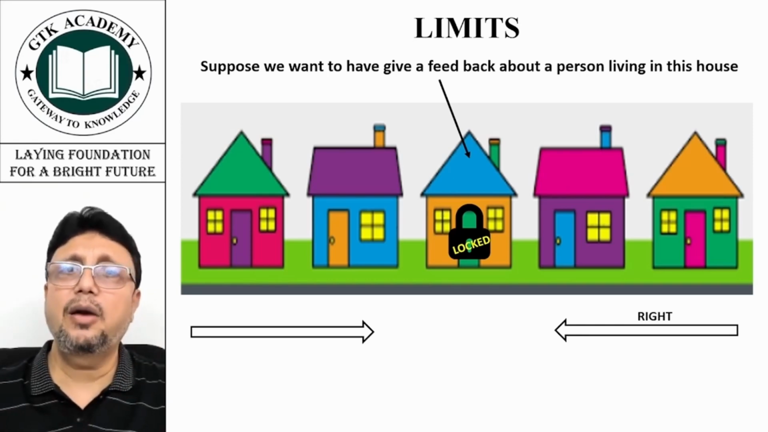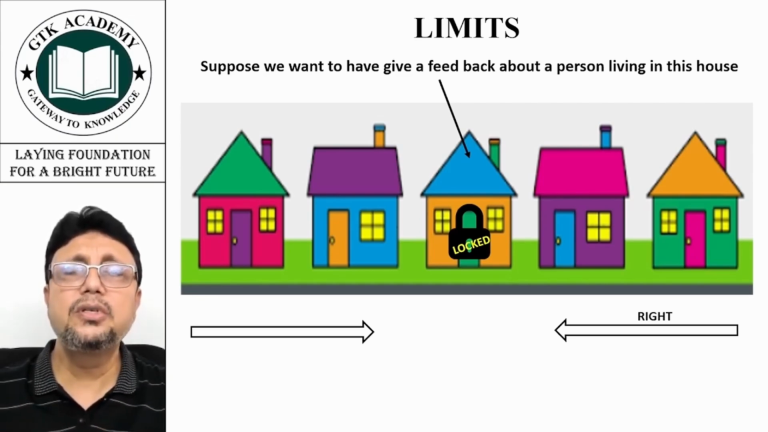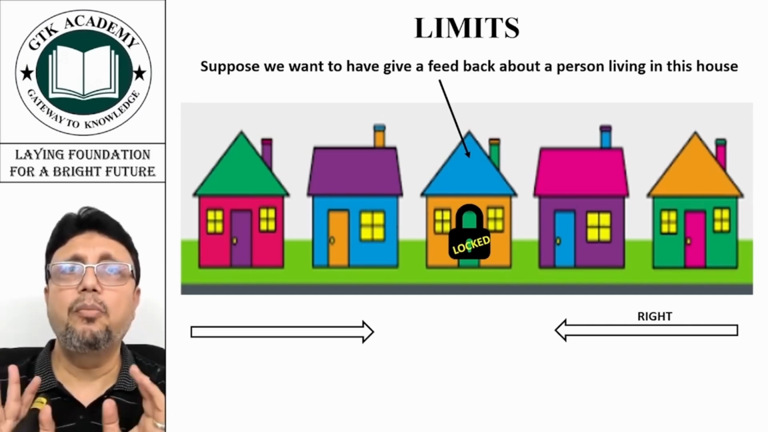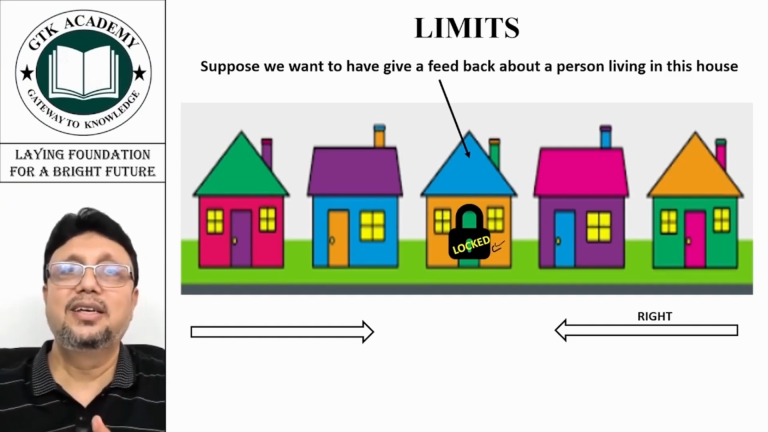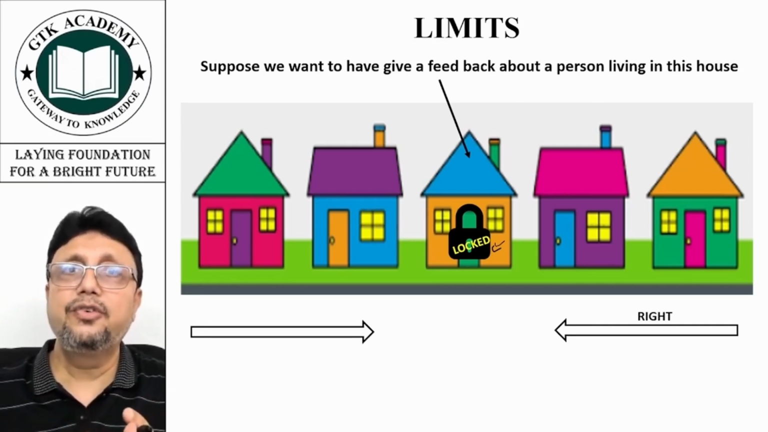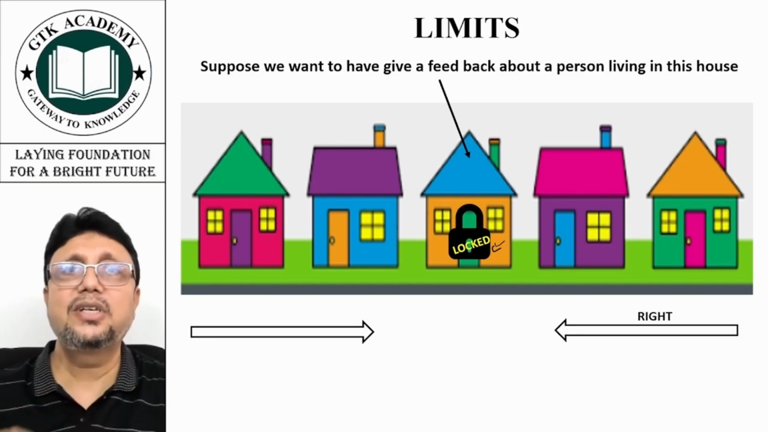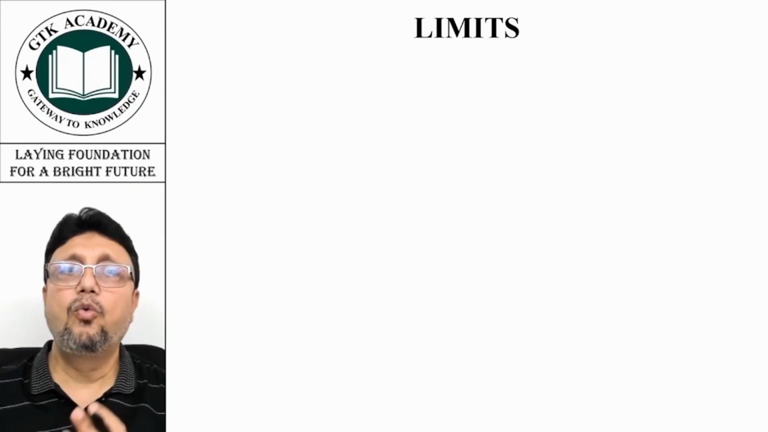Now, coming to mathematics, we are telling that if a function assumes indeterminate form, that means you can't find the value. House is locked. Then you go to neighborhood, and then you go on the right and see, and then you go on the left and see. So now let's see what we do for a function.